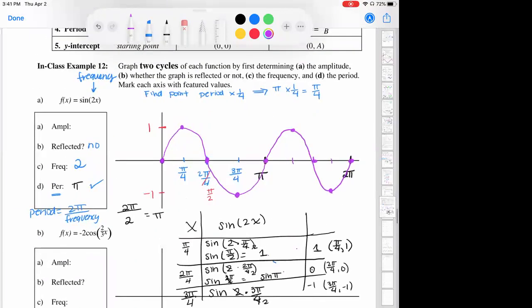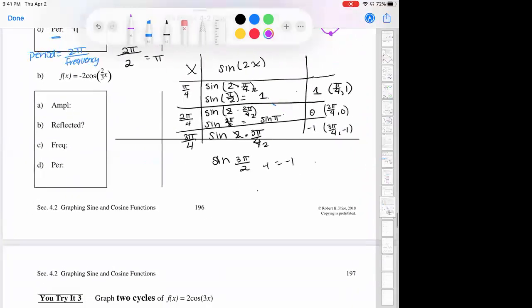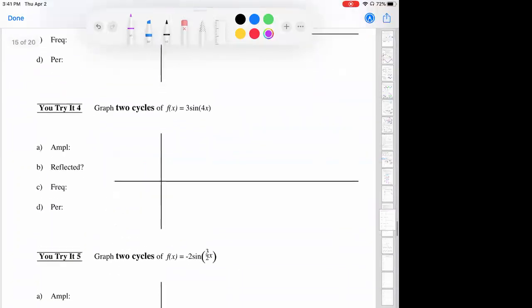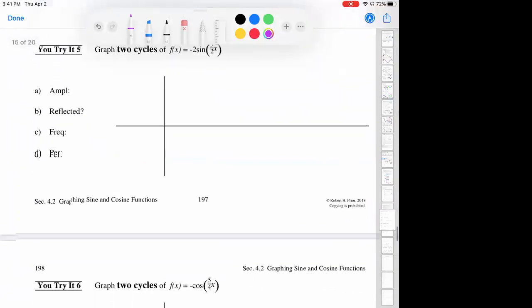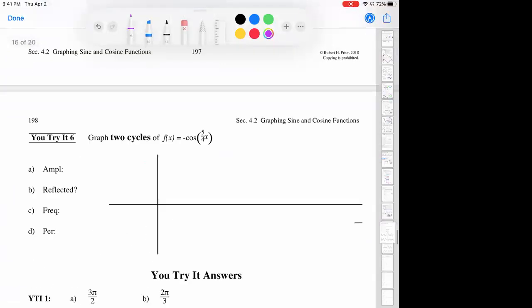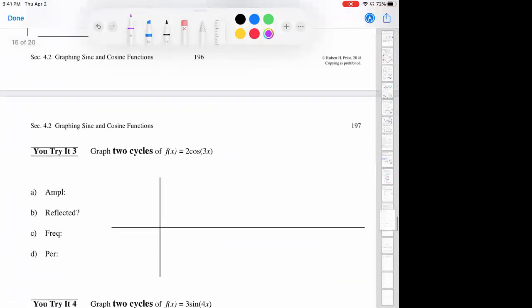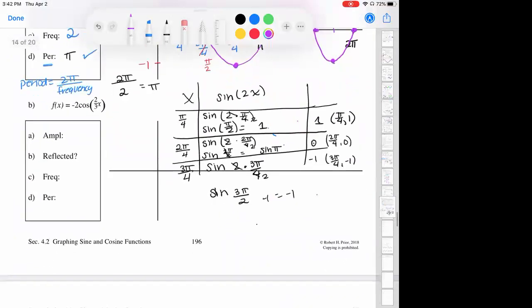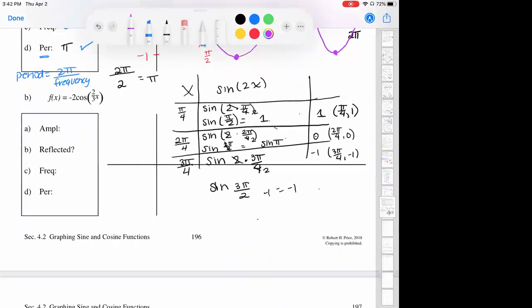Any question about in class example 12? Not at the moment. Okay. Let's do in class example B, and I think I'll call it a day from there. The rest are just the same thing over and over again. So let's do in class example B.